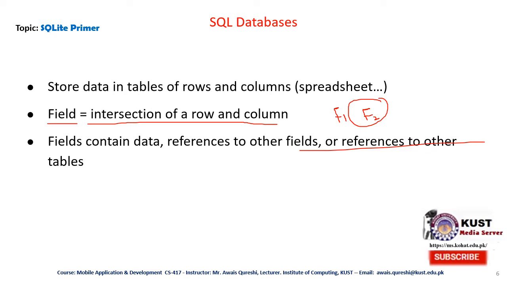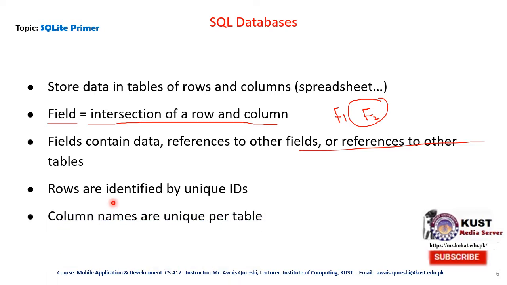A field contains data, references to other fields or references to other tables, and rows are identified by unique IDs. Every row has a unique identifier which we call a primary key, and rows are identified with the help of those primary keys. Column names are unique per table. This means that no table contains two columns with the same name.